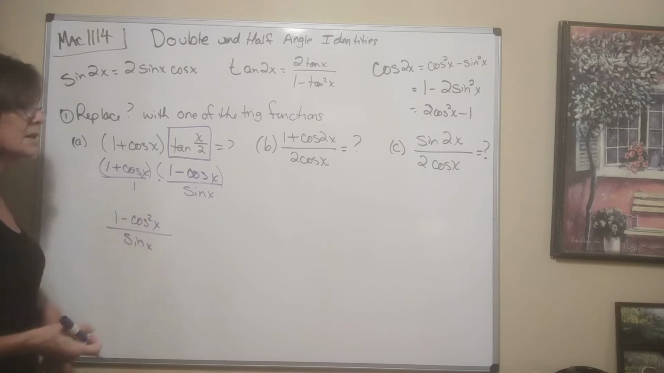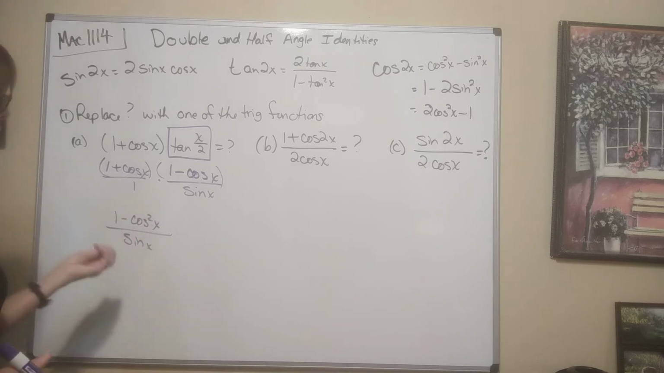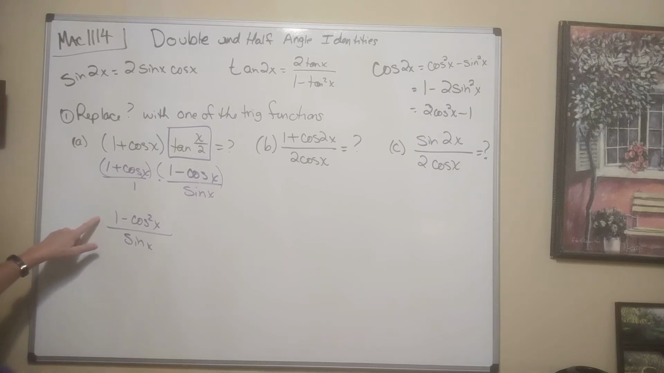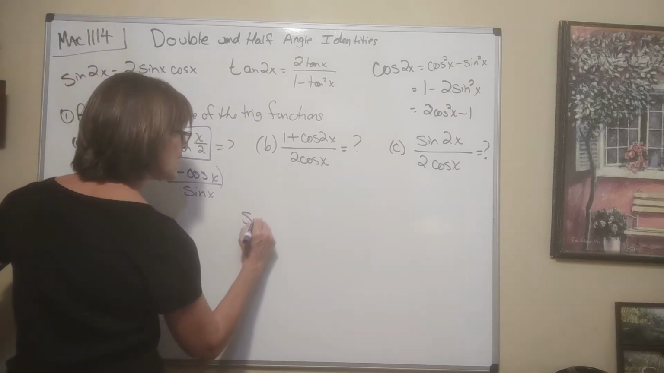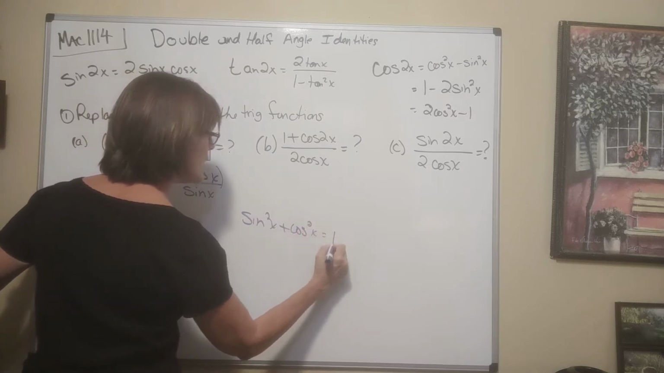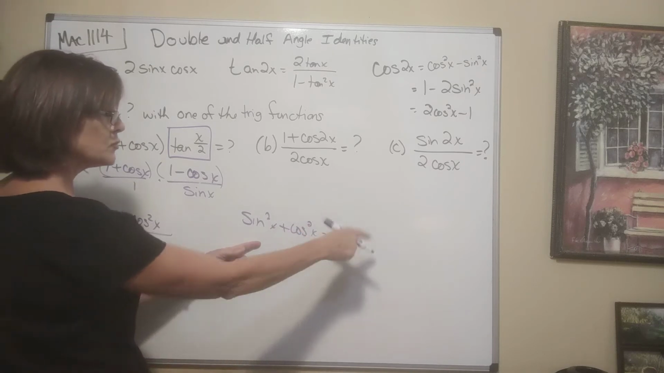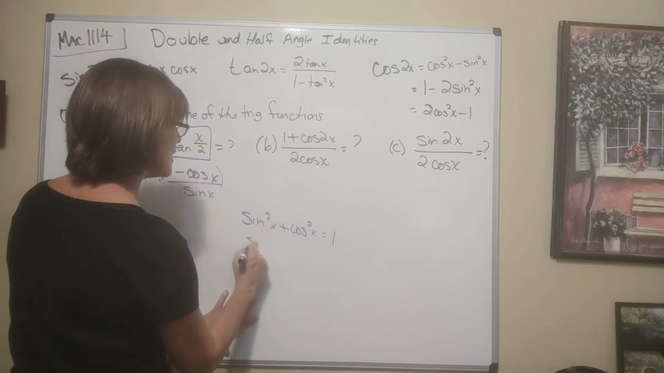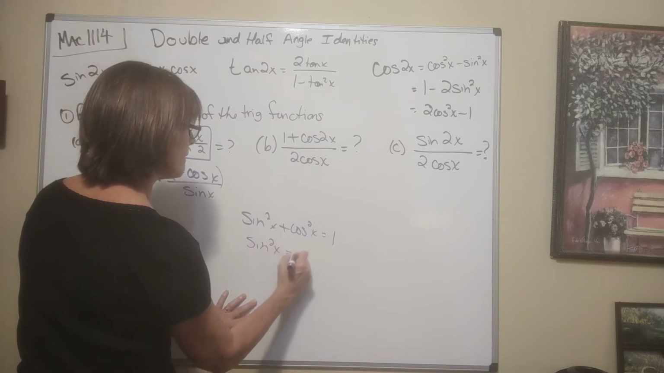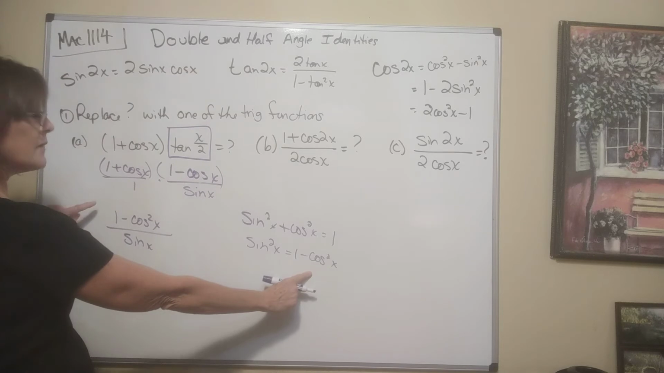This has not turned into a single trig function yet, so I need to keep thinking and trying to work on this. But I recognize this from earlier. This is one of the Pythagorean trig identities. It comes from sine squared of x plus cosine squared of x is 1. I can solve this for sine squared of x by subtracting cosine squared of x from both sides. And 1 minus cosine squared of x is what I get.